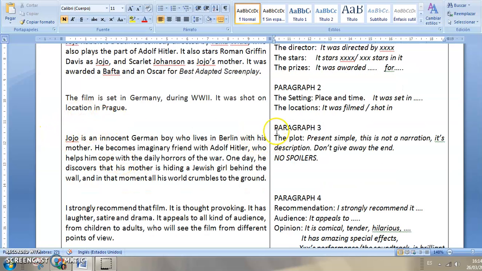Now, the third paragraph is the plot, okay? The plot is normally in present simple, right? Because even though we are talking about events that happened in the life of the characters, we are not narrating, we are describing, right? It's a description. We don't give away the end. It could be a spoiler, so please no spoilers.